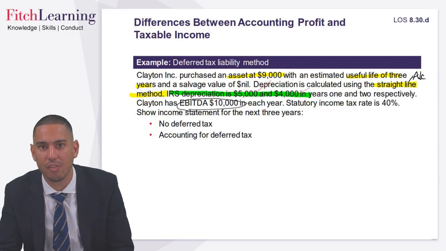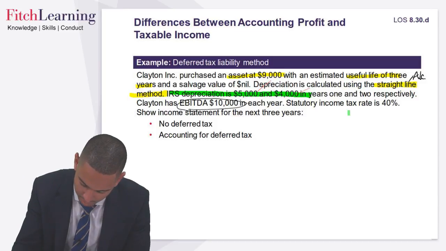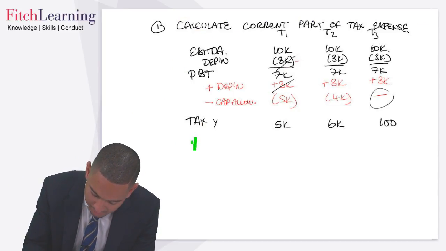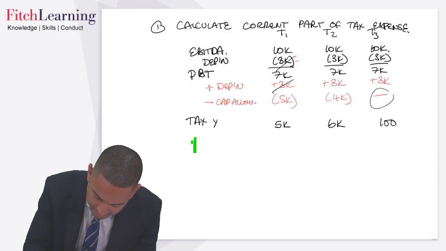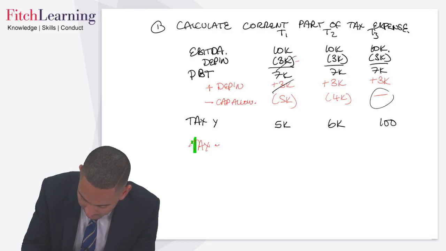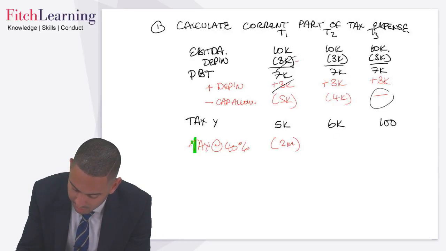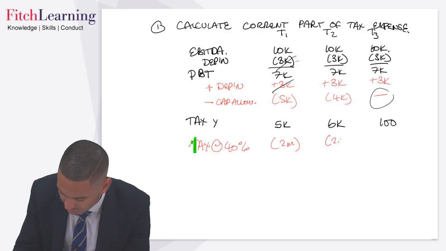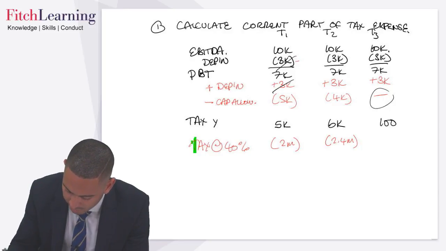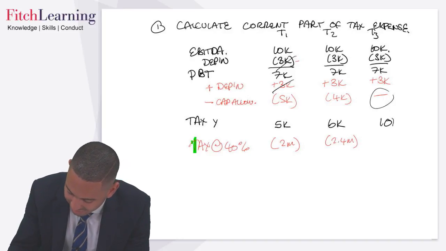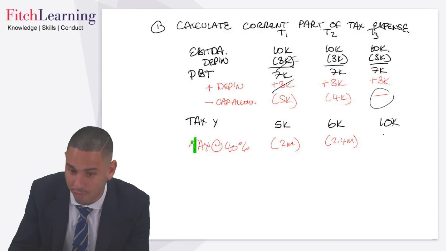Now my tax rate is 40%. So the amount I'm going to pay, I'm going to put here, tax at 40%. Well, 40% times my taxable income of 5k is going to be 2k. 40% of 6k, 2.4k. And then I've got my 10k at the end. And that is going to be taxed at 40%.